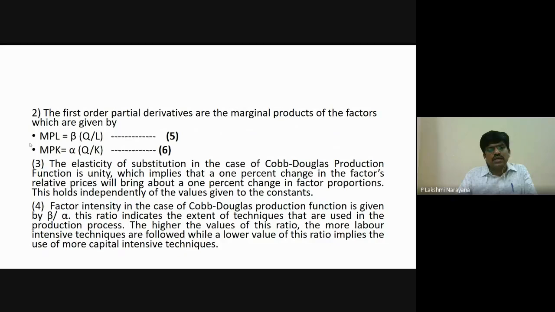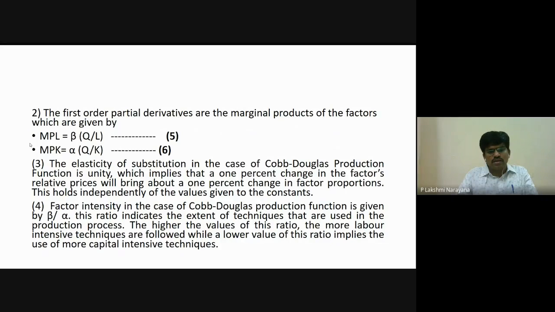The third one is the elasticity of substitution. In the case of the Cobb-Douglas production function it is unity, which implies that a 1% change in the factors' relative prices will bring about a 1% change in factor proportions. This holds independently of the values given to the constants.